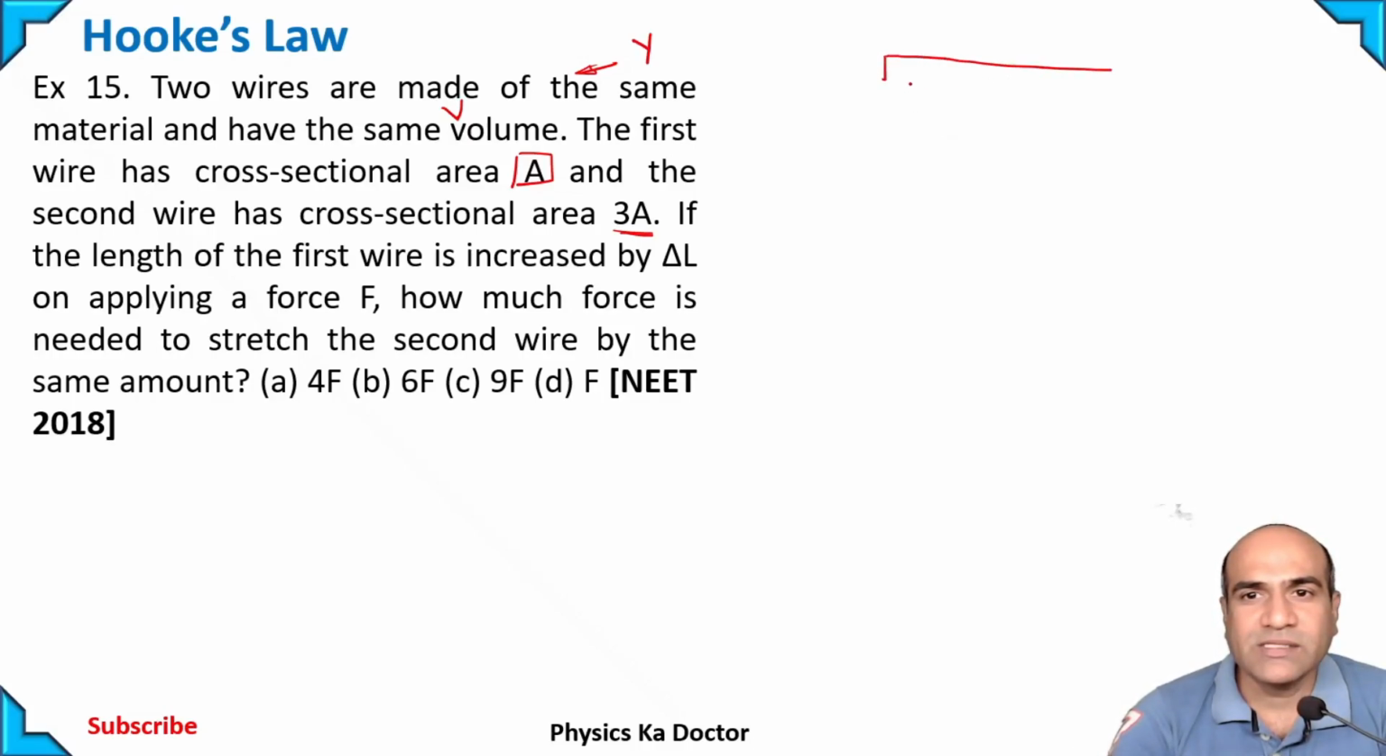Let's have this. For example, this is wire number 1 and wire number 2, which has a larger cross section area, so we can make it somewhat thicker.